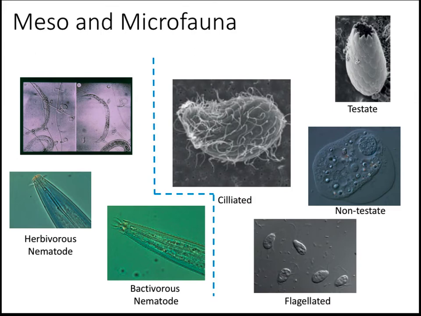There are 4 groups of protozoa in the soil environment. Here are 3 of them. You have testate and non-testate protozoa, ciliated protozoa, and flagellated protozoa, depending on how they move in the soil environment. Again, these are consuming organic matter. These are consuming bacteria. They're cycling those nutrients around for other organisms to use.